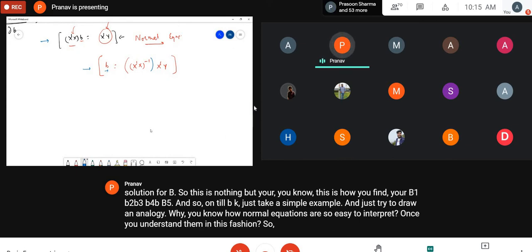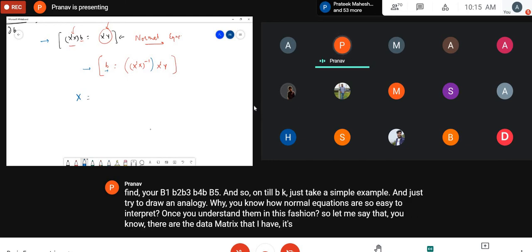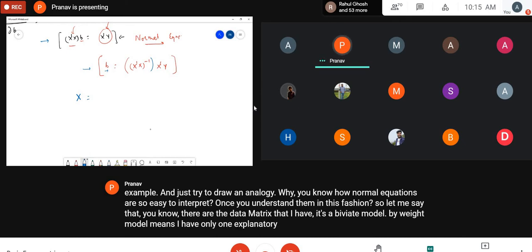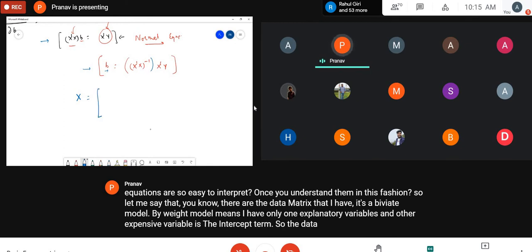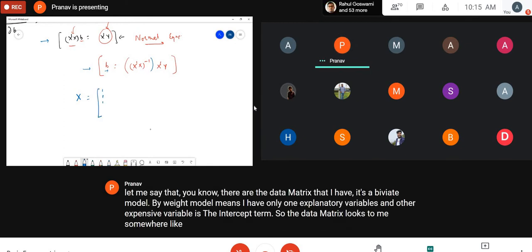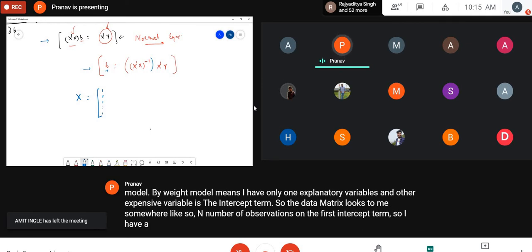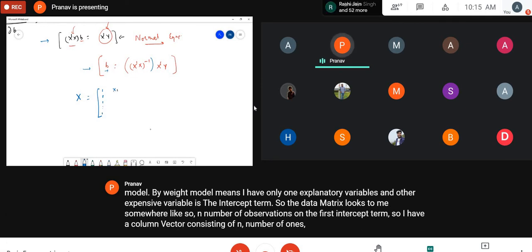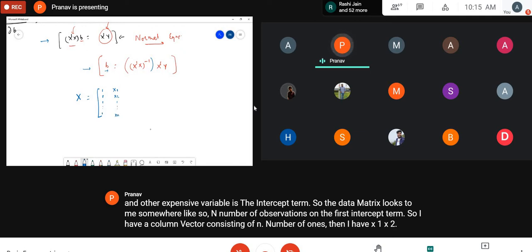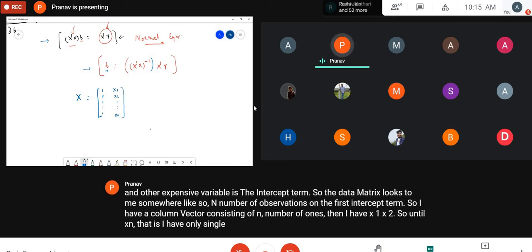So let me say the data matrix that I have is for a bivariate model. Bivariate model means I have only one explanatory variable and the other explanatory variable is the intercept term. So the data matrix looks somewhat like this: n observations on the intercept term, so I have a column vector consisting of n ones. Then I have x1, x2, so on till xn. That is, I have only a single explanatory variable given by x. So this is my data matrix.